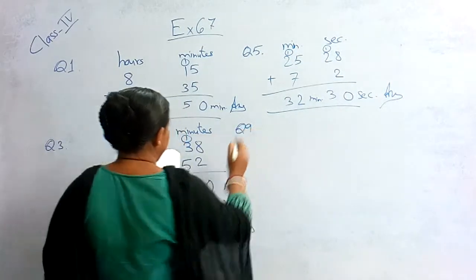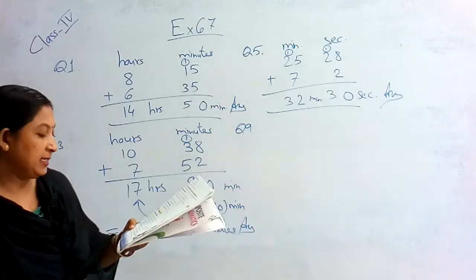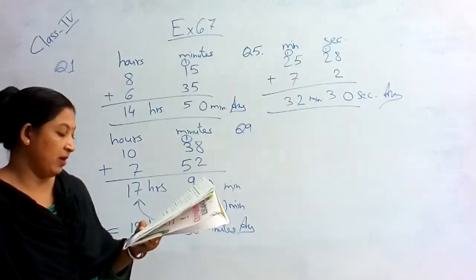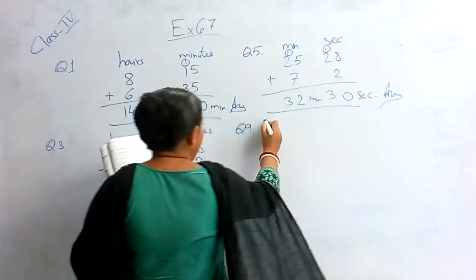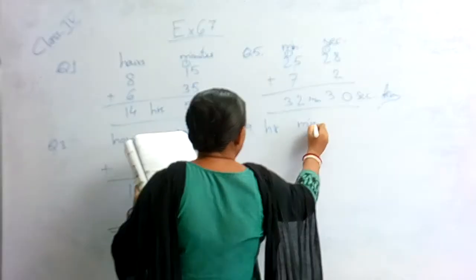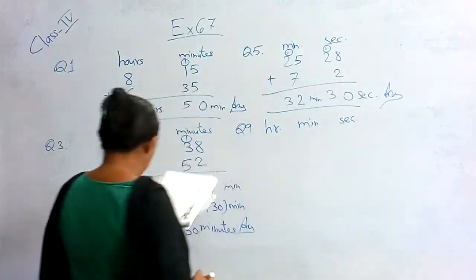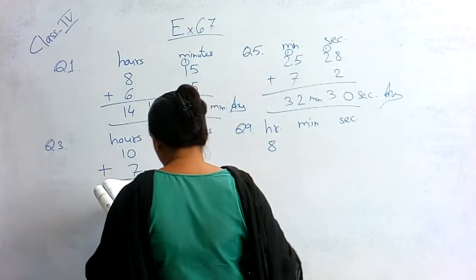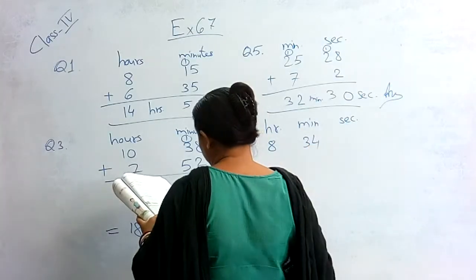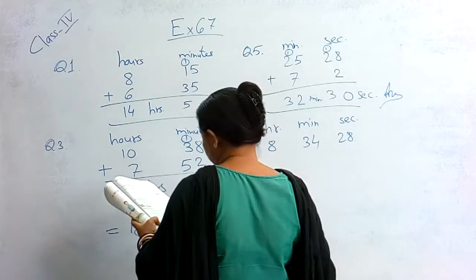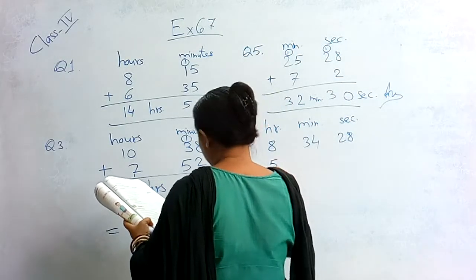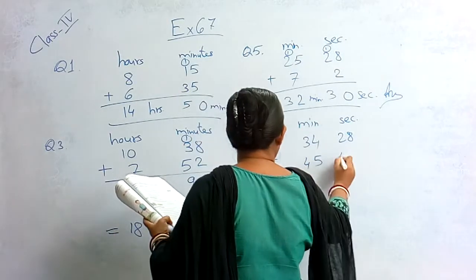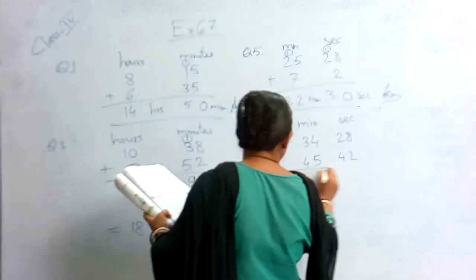Question number 9. In question 9, it is in hours, minutes and seconds. 3 units are involved: hours, minutes, seconds. So you will write hours, then minutes and then seconds. For hours, it is 8 hours, 34 minutes and 28 seconds. Next is 5 hours, 45 minutes and 2 seconds. Now add it.